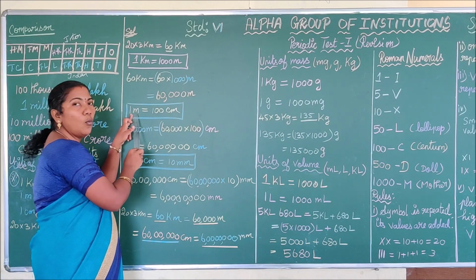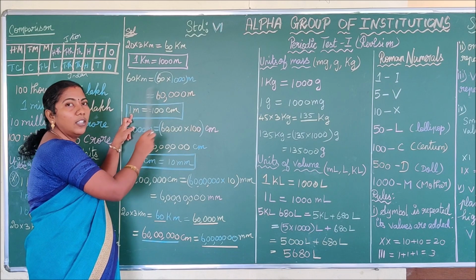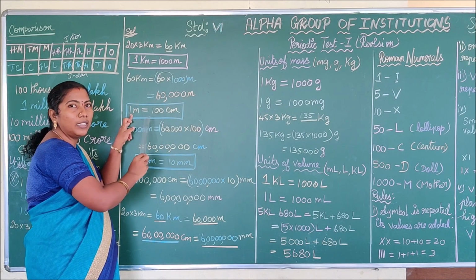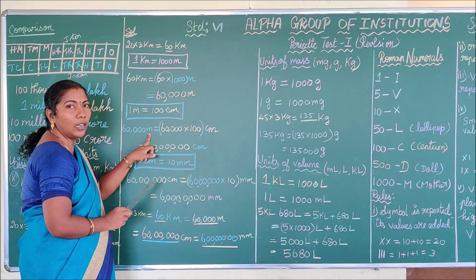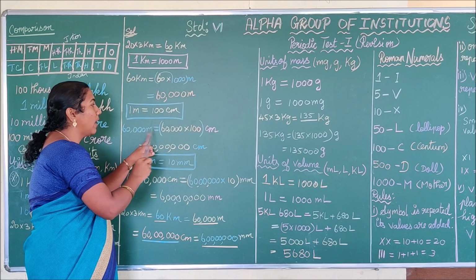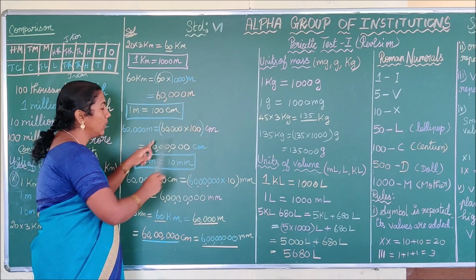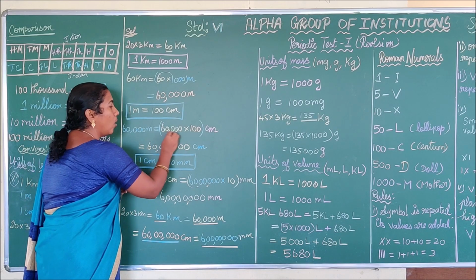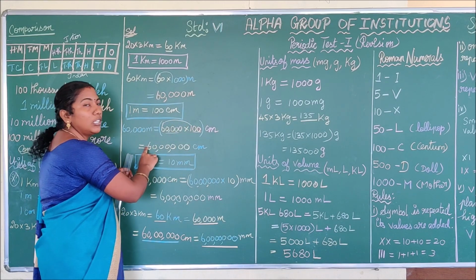We know the formula 1 meter equal to 100 centimeters. So in order to convert meter into centimeter, you have to multiply that value by 100. So we have 60,000 meters. In order to convert meter to centimeter, you have to multiply this value by 100. Thus 60,000 into 100. So what is your answer? How can you multiply? Forget all the zeros. Multiply this value. 1 into 6, 6. How many zeros have you forgotten?